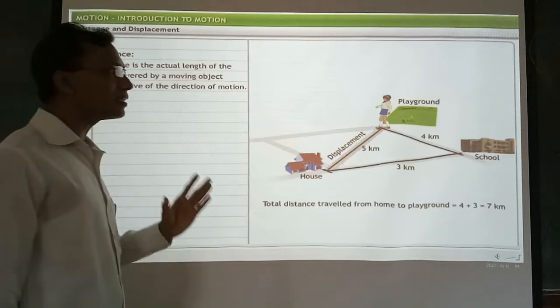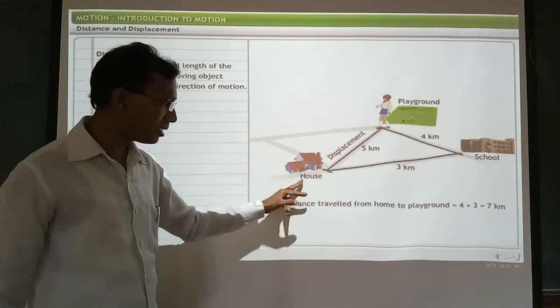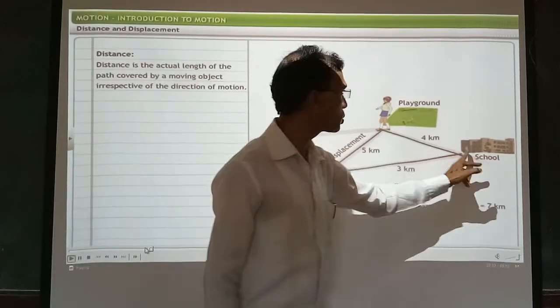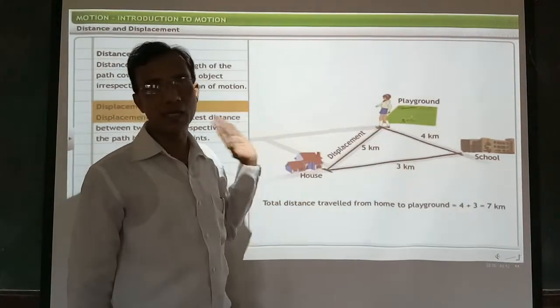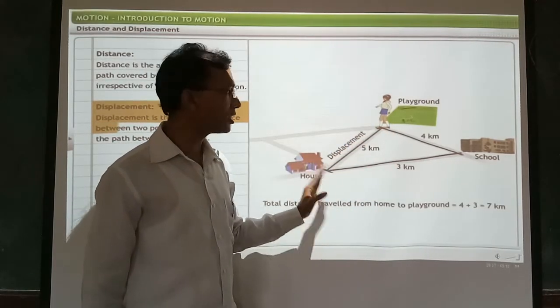But displacement is the final position minus initial position. Initial position is your house, then the school, then school to playground. Final position is the playground. So what is the displacement? Final position minus initial position. It is known as the displacement.